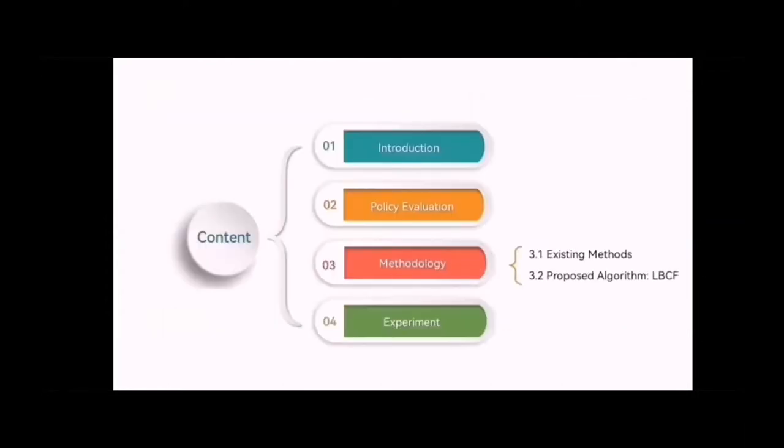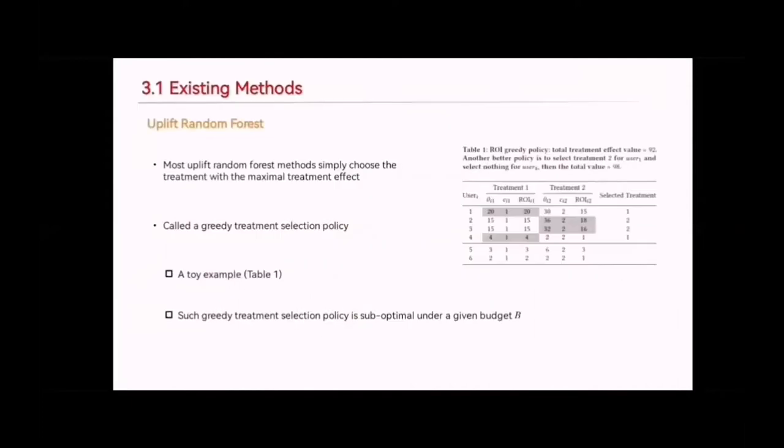Next, we begin to introduce our LBCF algorithm. Before that, a review of existing methods. Firstly, uplift random forest methods simply choose the treatment with the maximal treatment effect. We call such a treatment selection policy a greedy treatment selection policy.